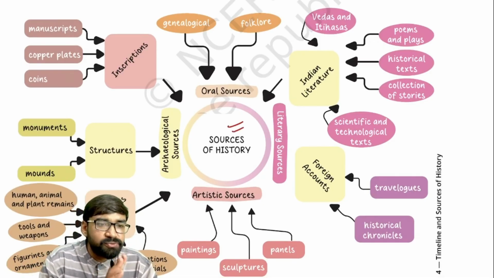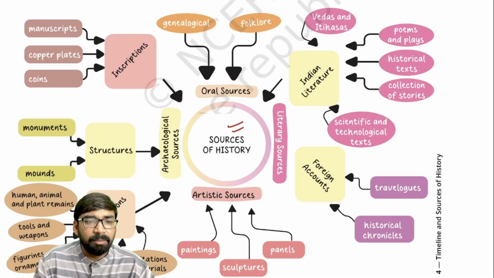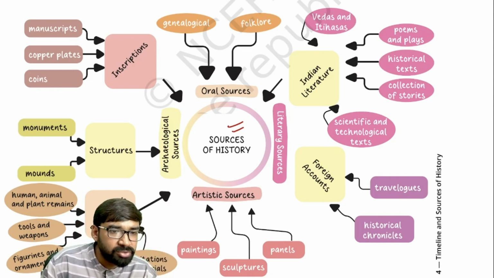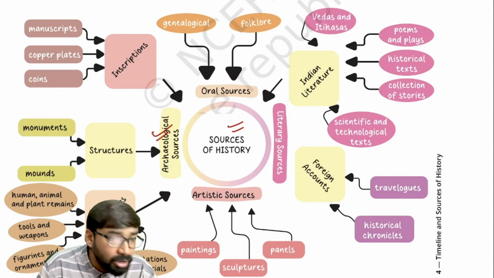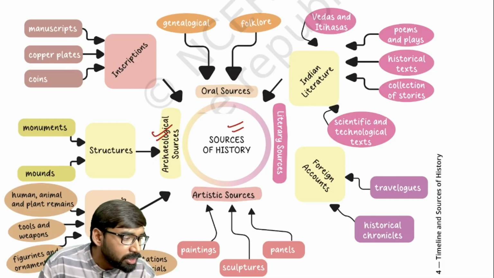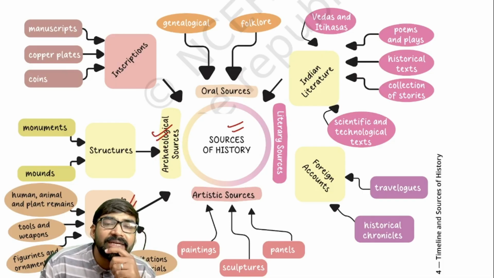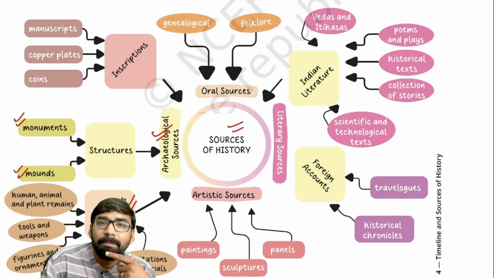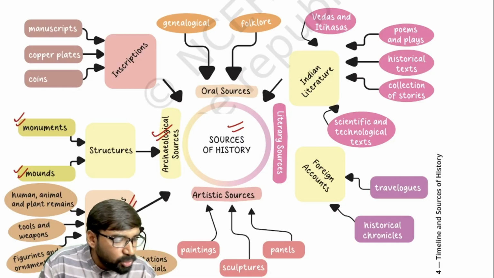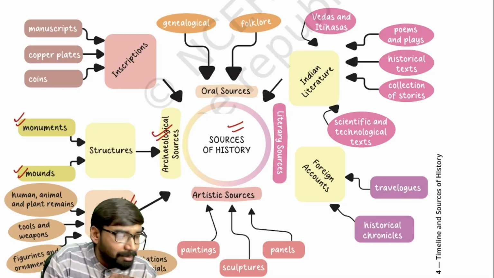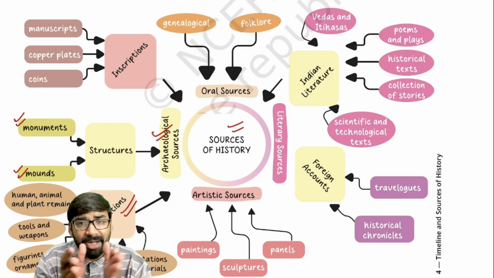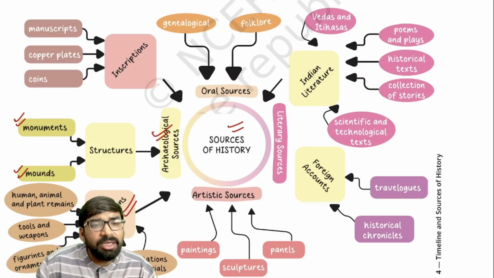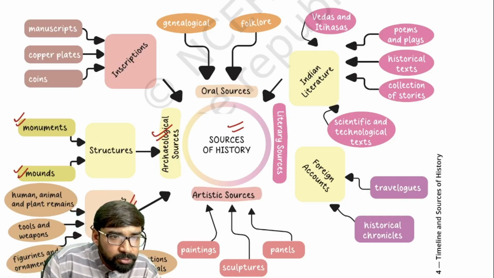So as you can see here, the sources of history. Different types of sources are there. First of all, the most important source we can say is archaeological sources. As you can see here, structures. These are archaeological sources. In archaeological sources, the important thing is excavations. Study of monuments, study of mounds, all these things are there. So basically what do archaeological sources tell us? They tell us about the systematic digging of monuments, systematic digging to uncover the remains.